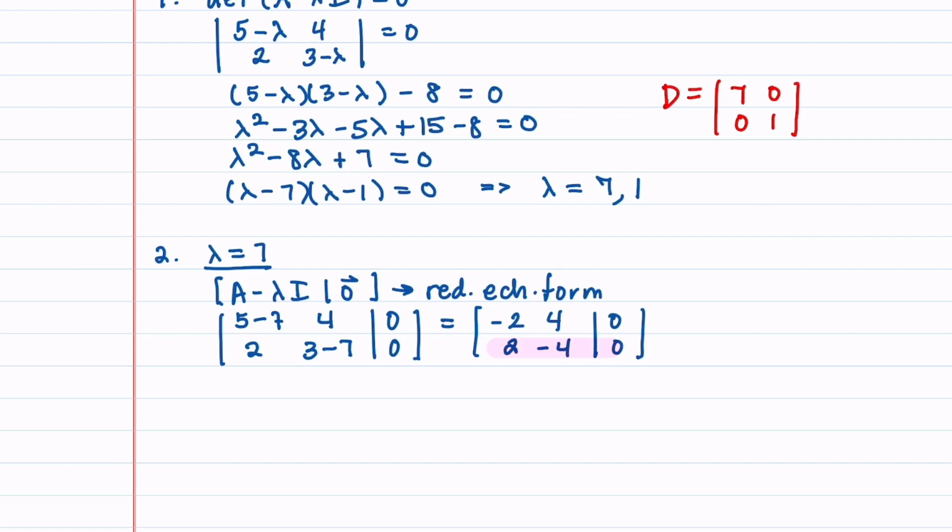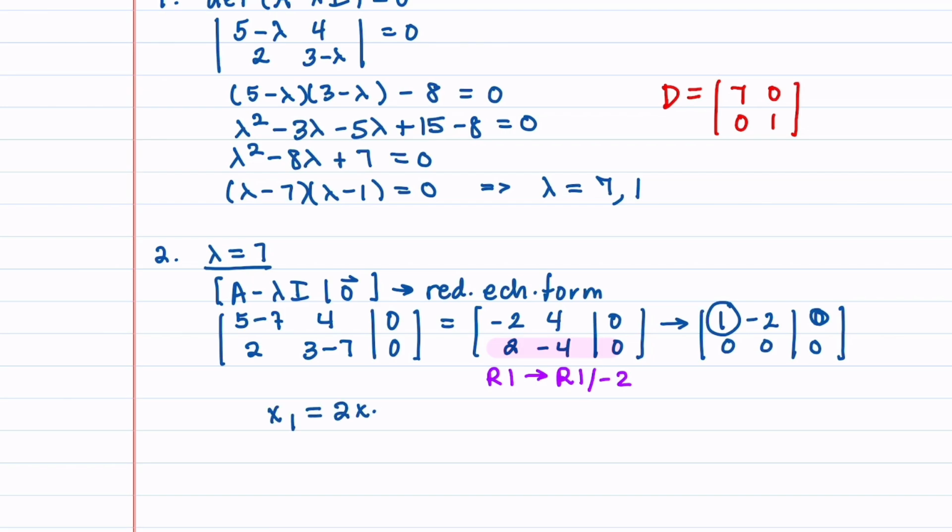And then let's do some scaling on our first row. Let's take row 1 and replace it with row 1 divided by negative 2. The reason we're going to do that is it's going to give us a 1 as our pivot. So we have a 1, a minus 2, and a 0, and then our bottom row goes to 0. We can now solve for x1. That's our pivot variable. So we can say that x1 is equal to 2x2.